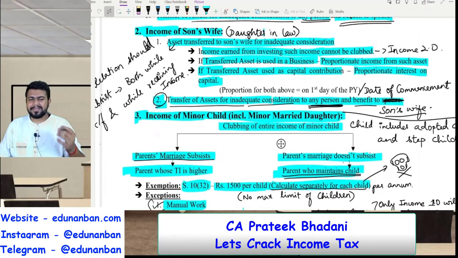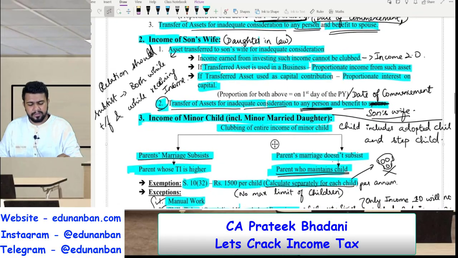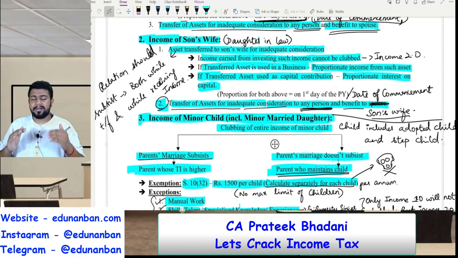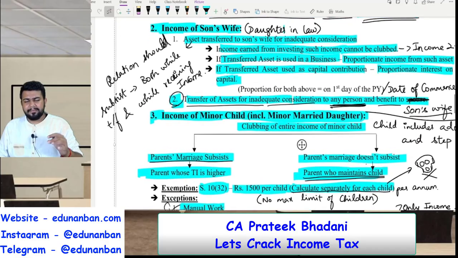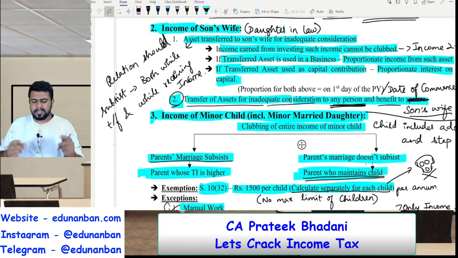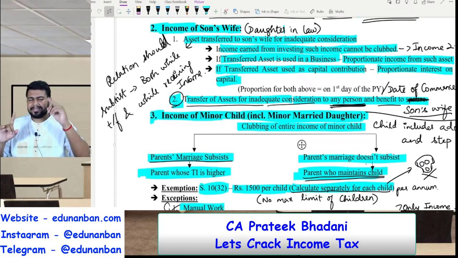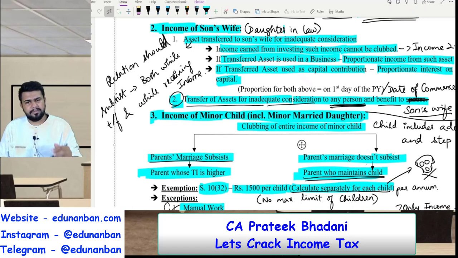However, if any income is received by investing such income, that is income on income, then such income will not be clubbed in the hands of the transferor. And similarly here also, if the transferred asset is used in a business or is a capital contribution, then proportionate income or proportionate interest on capital will be clubbed in the hands of the transferor. And here also, while making the transfer of the asset as well as while receiving the income, in both situations the relation should subsist. That is, while giving the property son's wife relation should be there, and while receiving the income also son's wife relationship should be there.